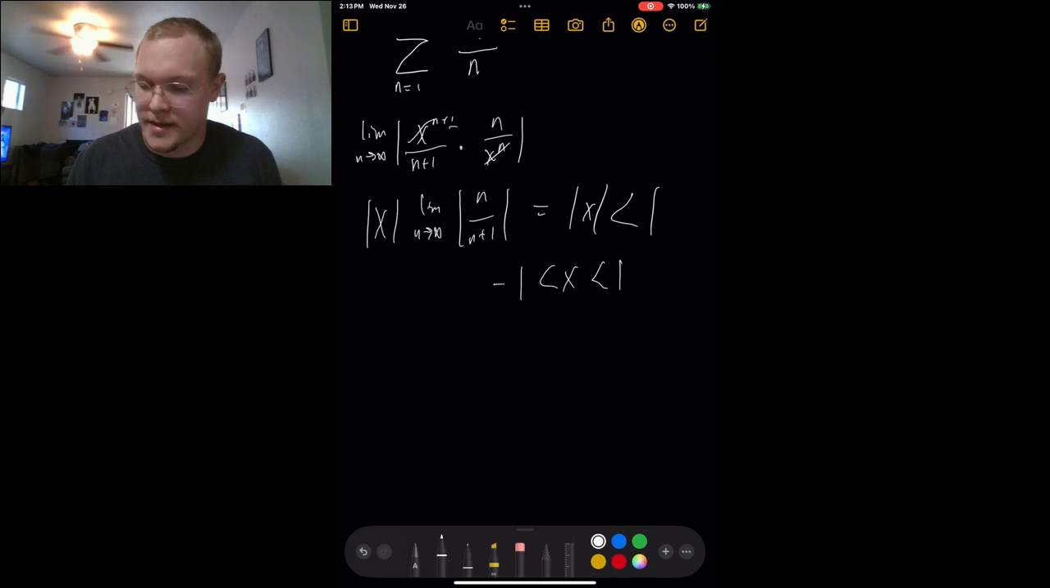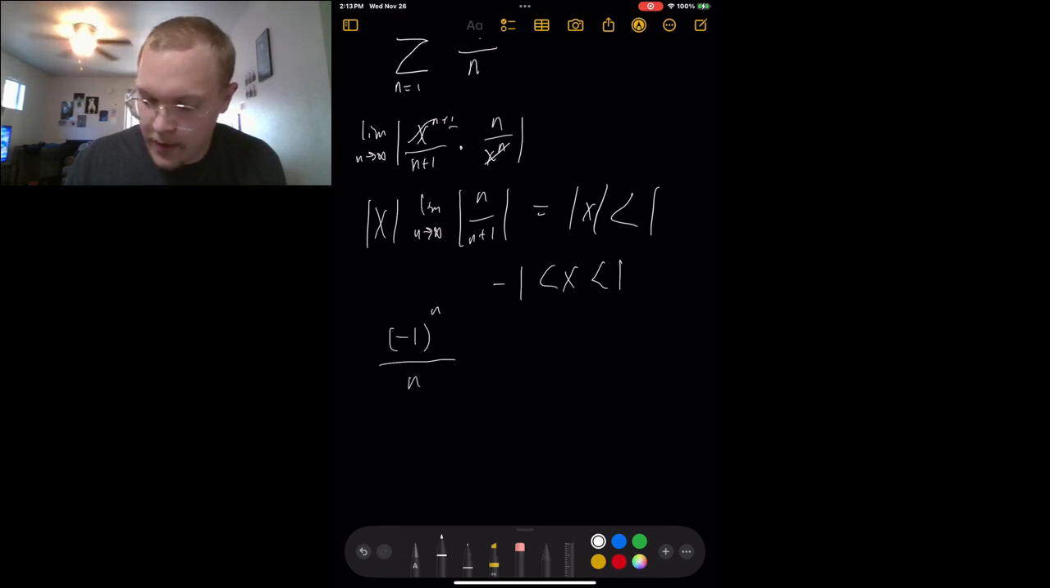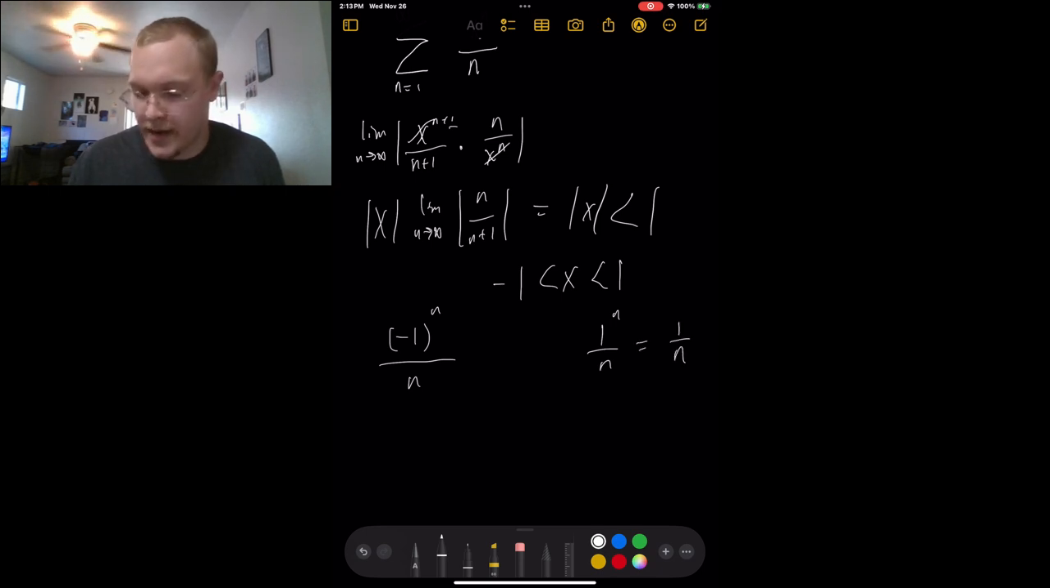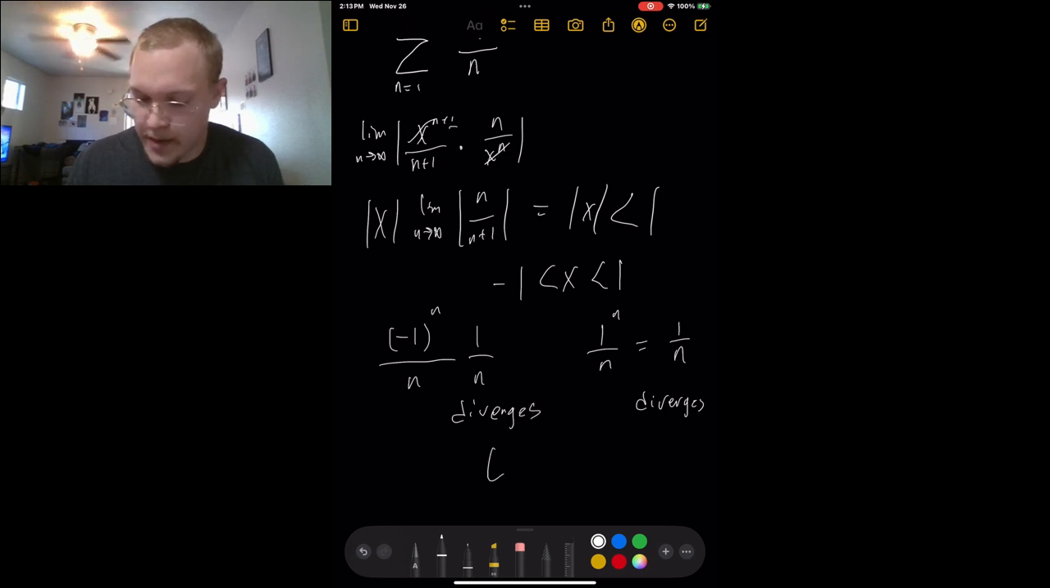An important note to make here is that we do have to test the bounds to see if we can include those in the interval, and so we're going to test those individually by plugging in the bounds for x. So here we have -1 to the n over n, and then we have 1 to the n over n here. This one simplifies to 1 over n, and because this is the harmonic series, we know that it diverges. Over here we have a similar story. This would become 1 over n when you take the absolute value, so this would also become the harmonic series, which also diverges. And so our bounds would be -1 to 1, non-inclusive.